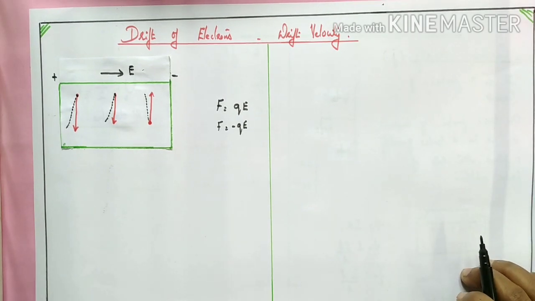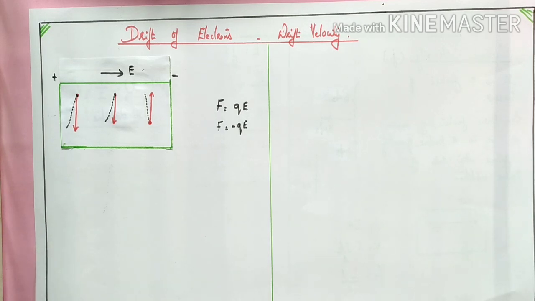And this drift, the average of the drift speed, the speed with which these electrons are drifting, is called the drift velocity. So what is meant by drift velocity? The average of drift speed in a conductor when an external electric field is applied is called the drift velocity. And this drift velocity is responsible for electric current inside a conductor.